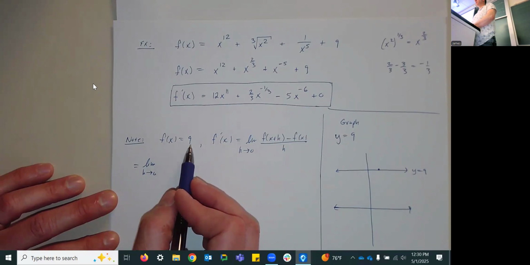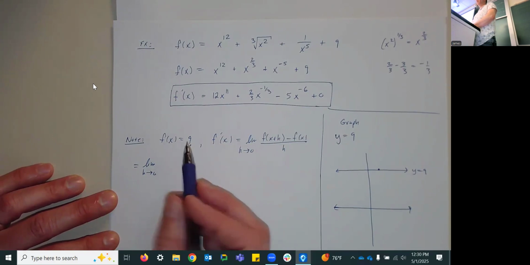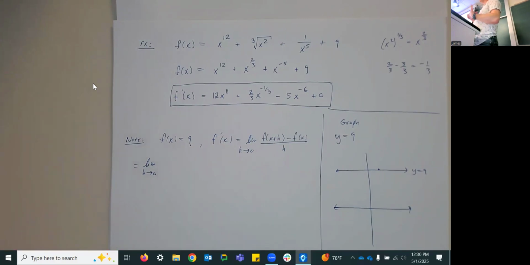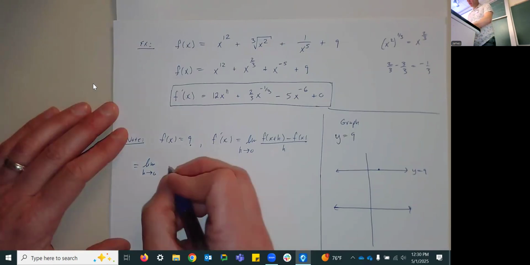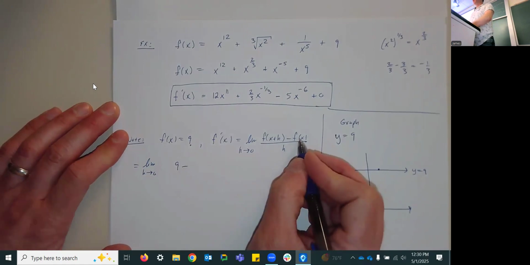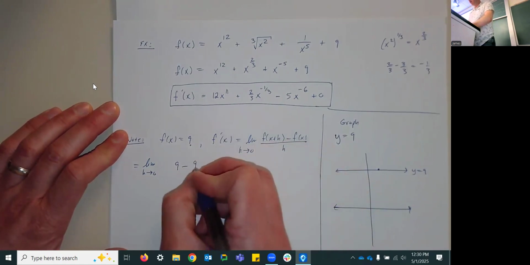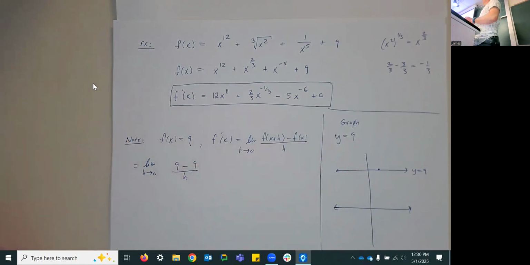It's not a trick. It's definitely 9. If my function is 9, no matter what my input is, it doesn't matter if I'm inputting x or x plus h or pi or a billion or negative a trillion, any input still gets me an output of 9. So I'm going to get 9 minus f of x, which is also 9, all divided by h. And this is where people, I feel like sometimes are like, James, it looks like you're going to get 0 over 0, but we're not.